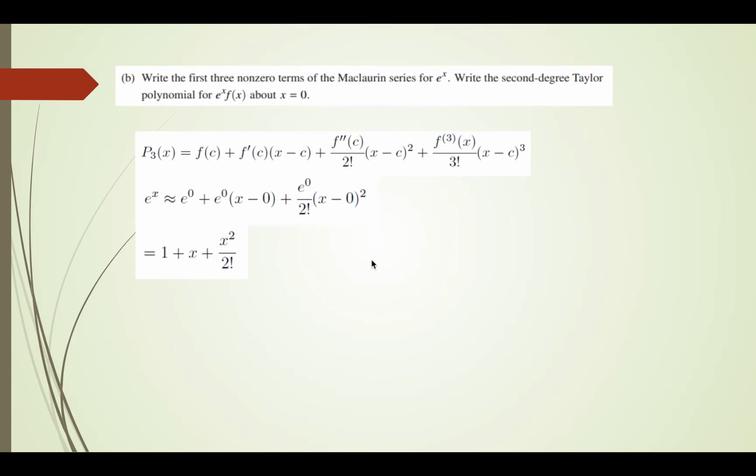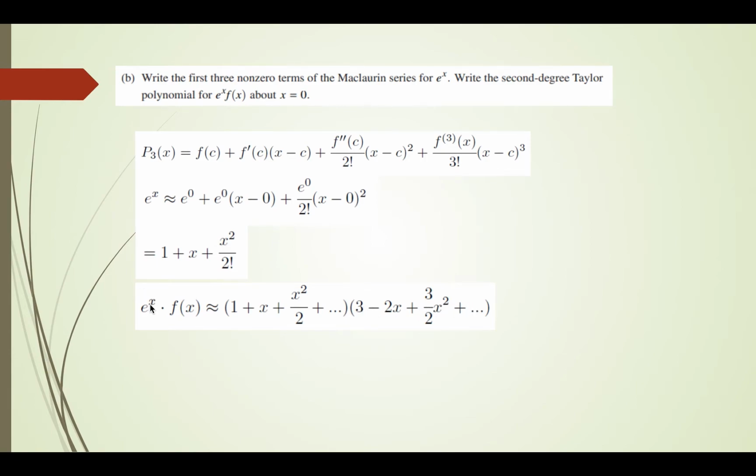Now the next thing they want us to do is take e to the x, which we just found here, and multiply that by f of x, which we generated in part A. And so the way that's going to look is here is the approximation for e to the x that we developed times the approximation for f of x that we developed.